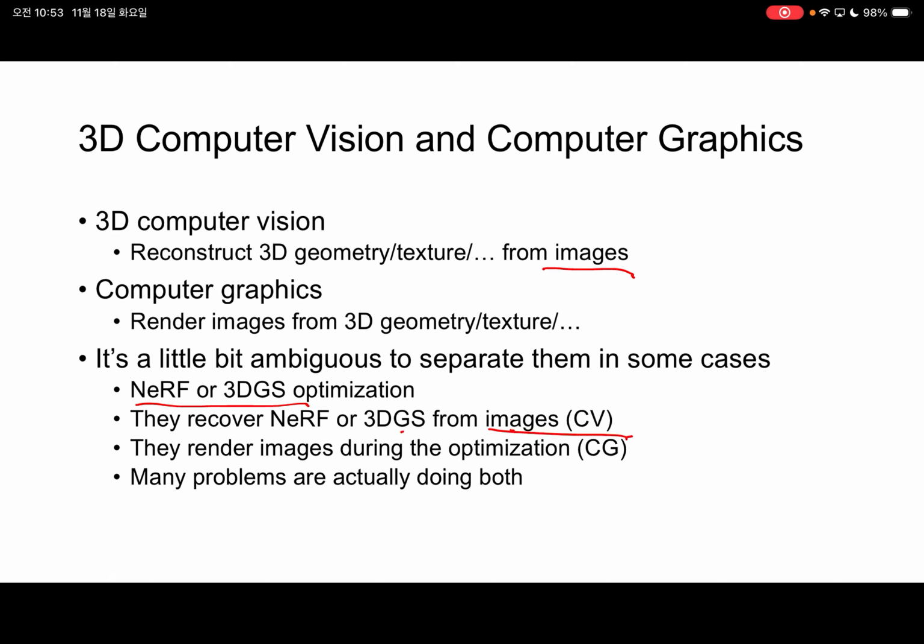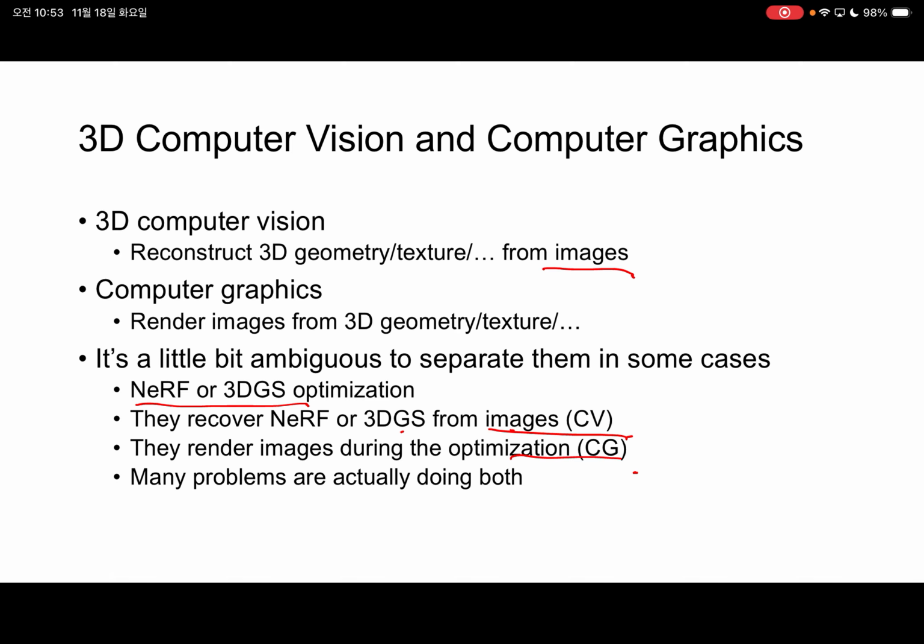That is, it looks like computer vision, but they render images during the optimization because the primary loss function is an image loss function. So we go back to images, right? So it is computer graphics. So many problems are actually doing both. It is not very trivial to separate them perfectly. Actually, we do not have to separate them perfectly. Those are very related problems, and many problems are doing both together.